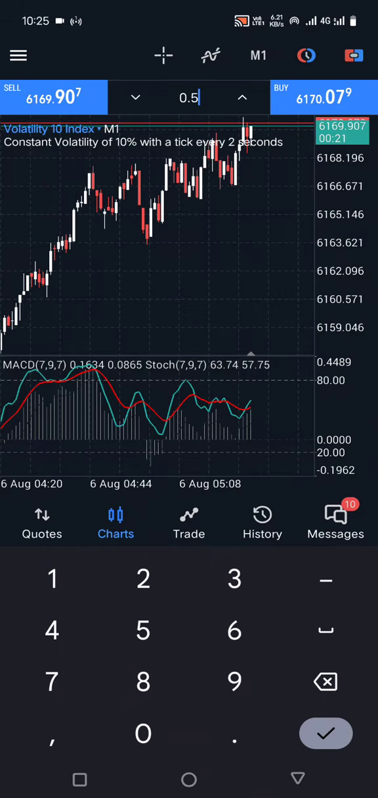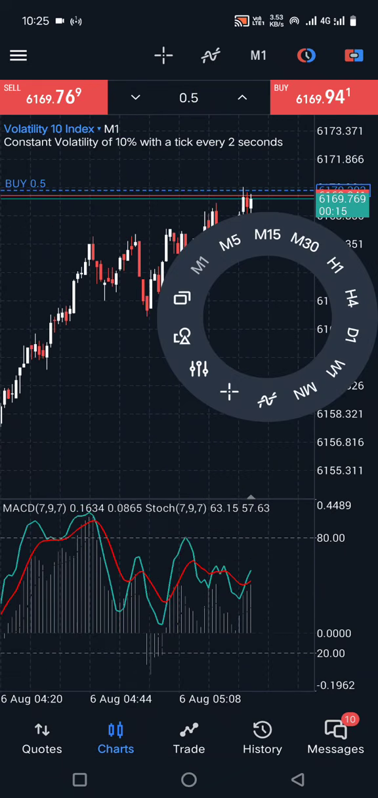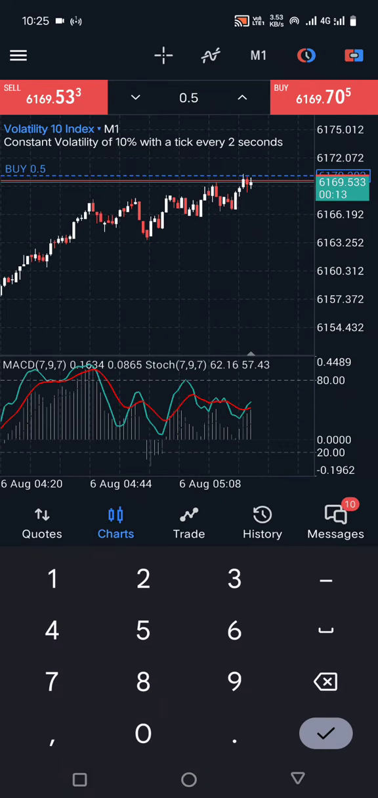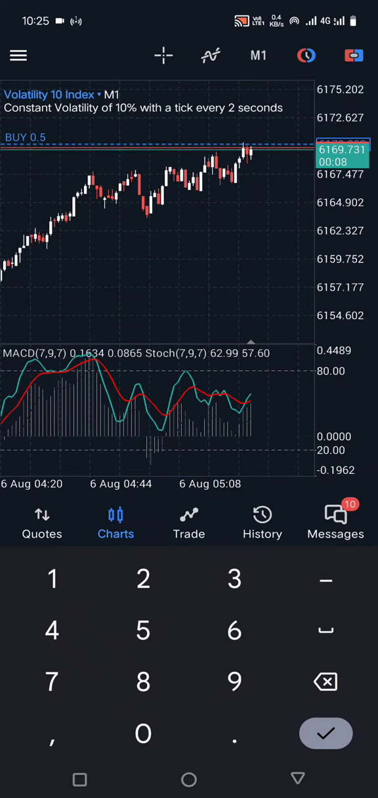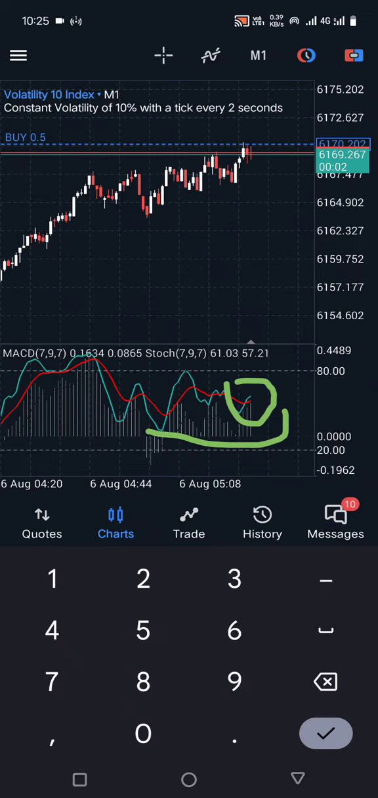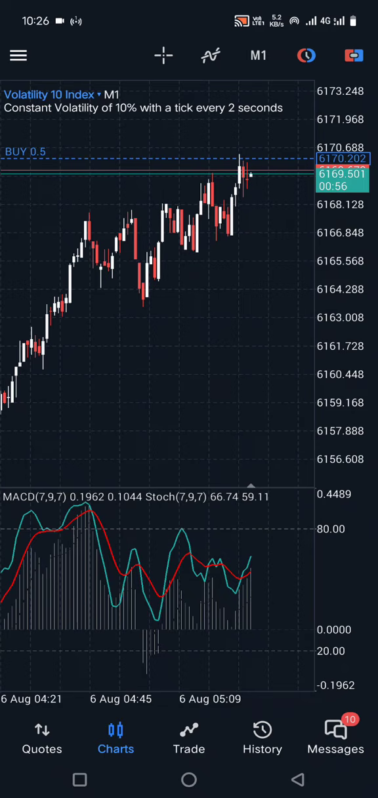Okay, here you can see Weekly 10 Index market is showing a buy direction, and we took the buy trade. Here is the reason for taking this trade: the MACD and stochastic both are showing the market is bullish, and we took the trade, and the trade is on its way. Here we found two buy trades, and so far there's no sell yet.